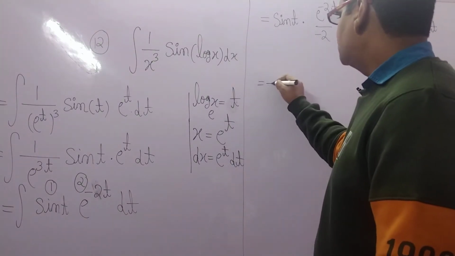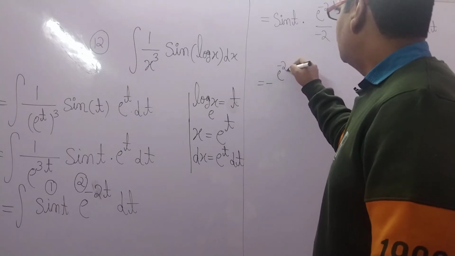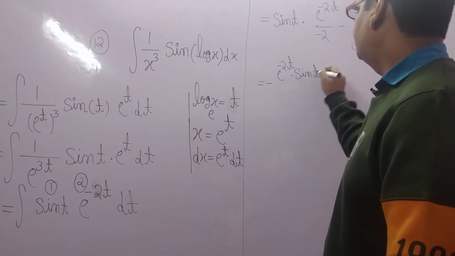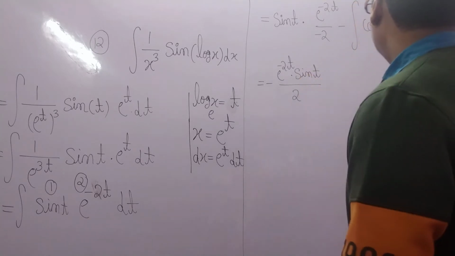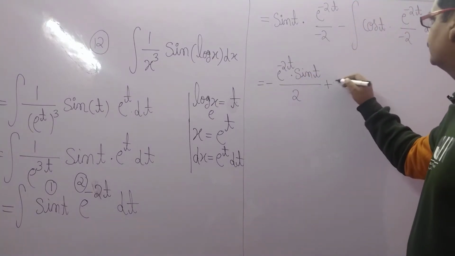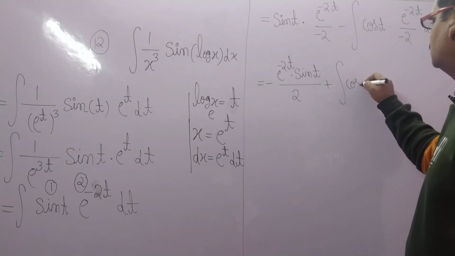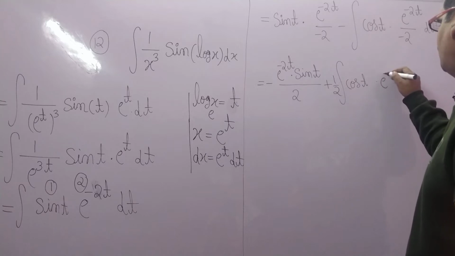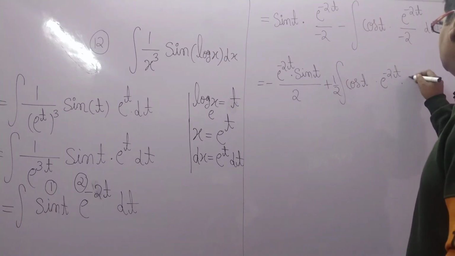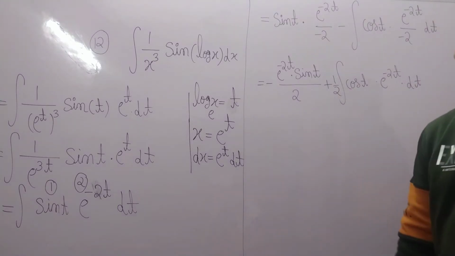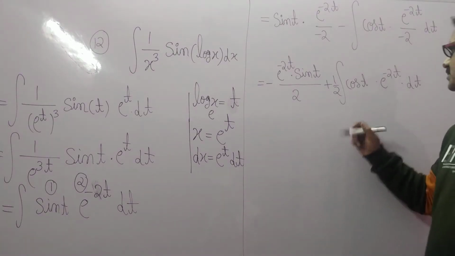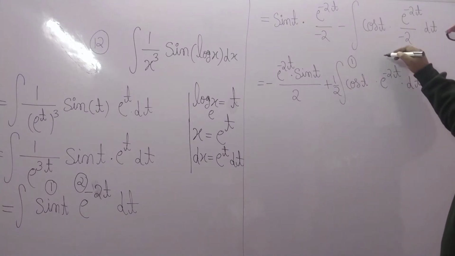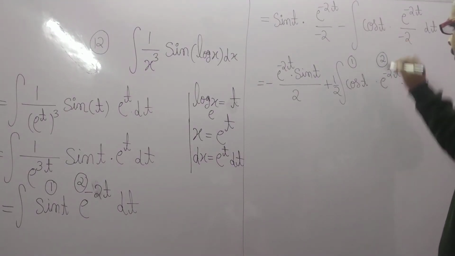Now we can write it as minus e to power minus 2t into sin t upon 2, minus minus plus 1 by 2 integral of cos t e to power minus 2t dt. Now again we apply integration by parts. Suppose cos t as function 1 and e to power minus 2t as function 2.